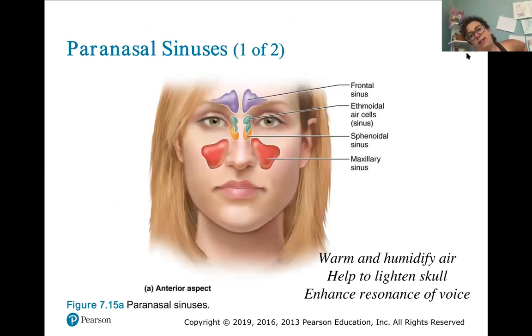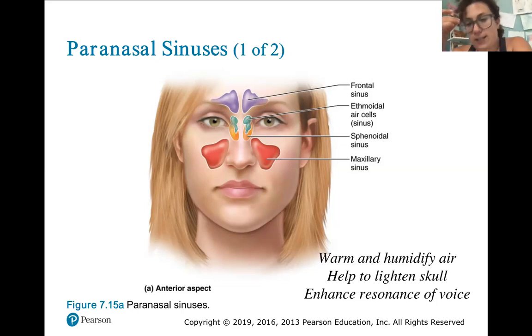So anyone who's ever had a sinus infection, I feel ya, they stink. We have 4 different areas of sinuses, and their job is to warm and humidify air, just like turbinate bones, but they also help lighten the skull and enhance the resonance, or ability to project our voice or be a little bit louder.